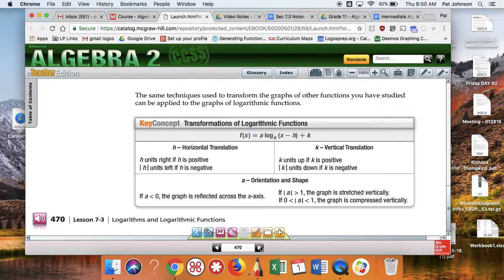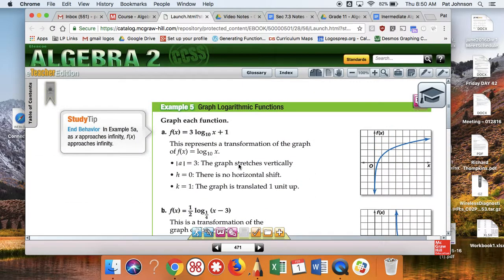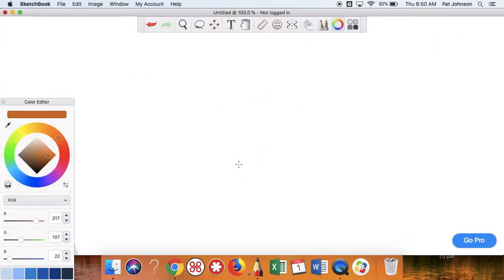So let's look at example 5. They want us to graph f of x equals 3 log base 10 of x plus 1. So first of all, let's break this down. Let's break up the equation and identify the pieces. If you identify the pieces, it's not going to be as intimidating. So what is our argument? It's right here. That's our function. What is 3?